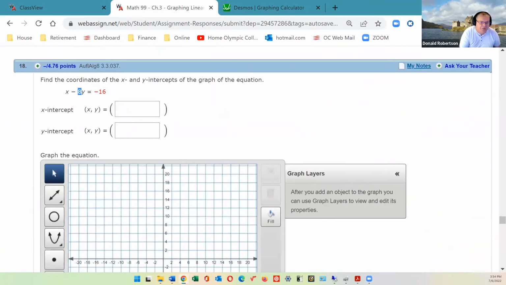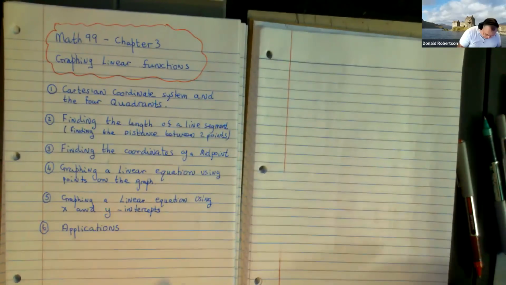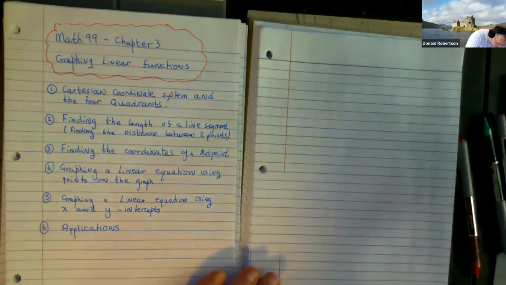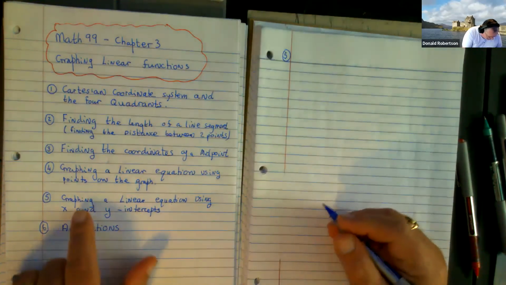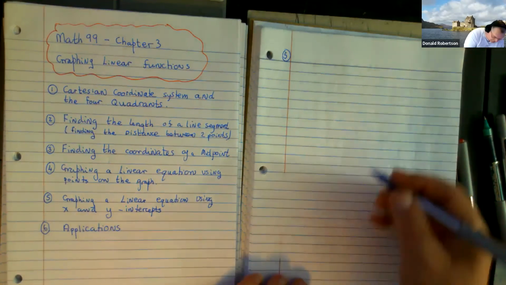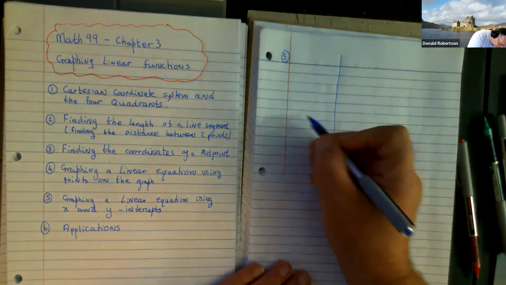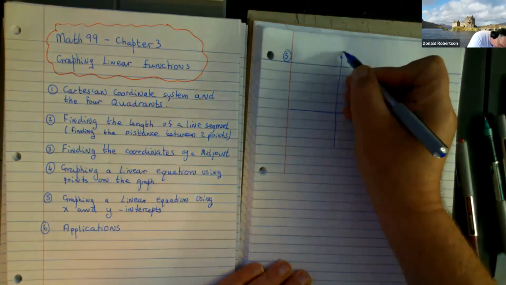And time for me to show you another way to come up with at least 2 points on the line. Sometimes that's the best you can do. We're looking now at number 5, and number 5 says graphing a linear equation using the x and the y intercepts. So let's show you what the x and y intercepts would look like.